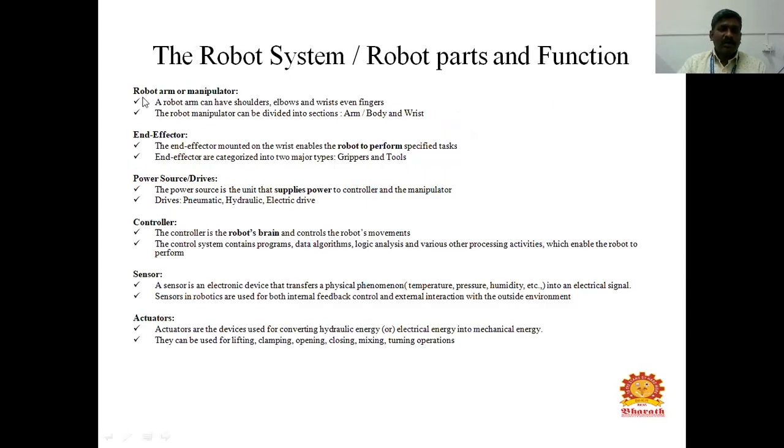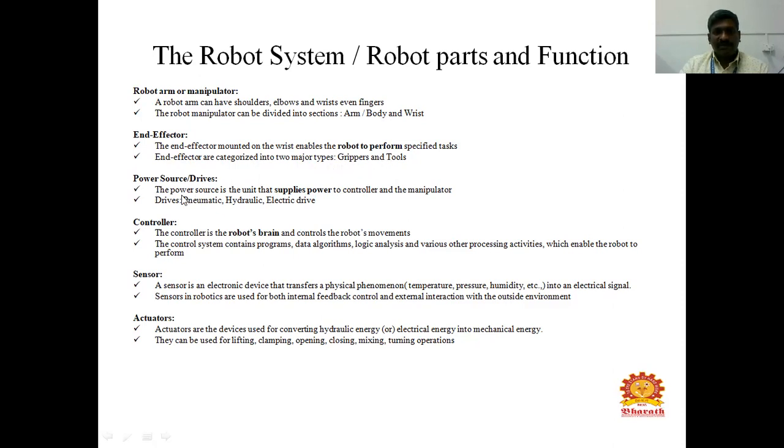Look at this. Robot arm or manipulator. The robot arm can have the shoulder, elbow and a wrist, even fingers. The robot manipulator can be divided into 2 sections, arm and body, and a wrist. Okay, end effector. The end effector can be mounted to the wrist and enables the robot to perform a specified task. The end effectors are categorized into 2 major types: grippers and tools.